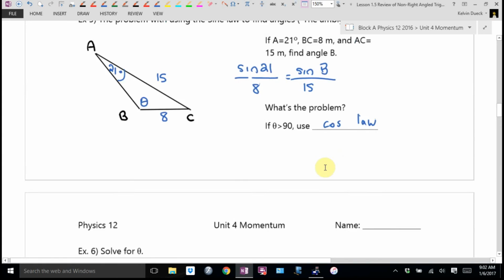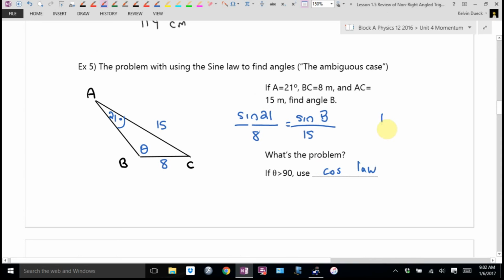Oh, by the way, angle B equals... let's go back to the previous page. We haven't found angle B yet. The cosine law would say this. What's the angle that I want to find? Angle what? But what letter did I label it with on the triangle?